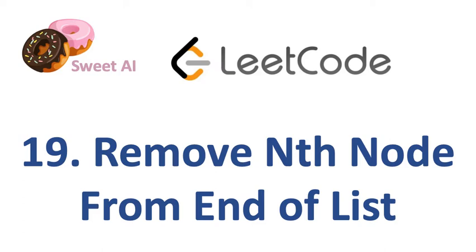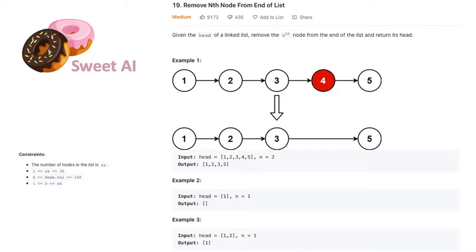19, Remove Nth Node From End of List from LeetCode. Given the head of a linked list, remove the nth node from the end of the list and return its head. As you see in this example, this is the linked list that is given to us. N is 2, which means we should remove the second node from the end of the list. This is the first node, this is the second node, we are going to remove that, and this is the new linked list that we are going to return the head of.